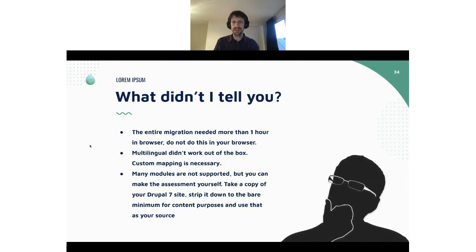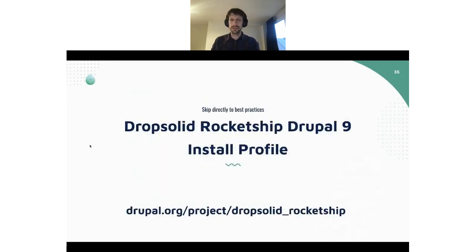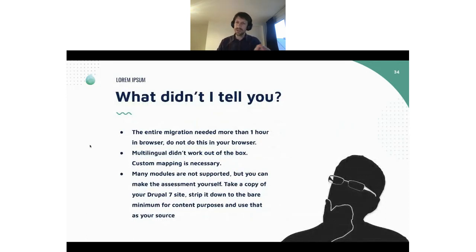Many modules are not supported, but you can make the assessment yourself. You saw in the video a list of Drupal 7 modules that were not supported in the Drupal 9 site. If you think there is actual data in one of those modules that you really want, you can create a custom migration. What I suggest is that you disable all the functionality that you don't need in your local Drupal 7 site, strip it down to the bare minimum for content purposes, use that as your source, and see what modules are left where you need to write a migration path. In that way, you won't end up, like in my example, with 133 modules that are not supported, but maybe only 3 or 4 or 5.